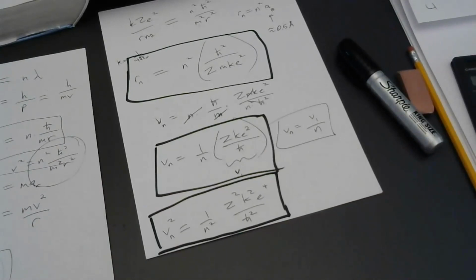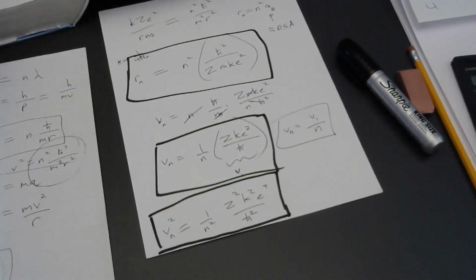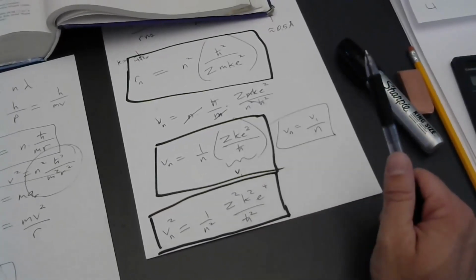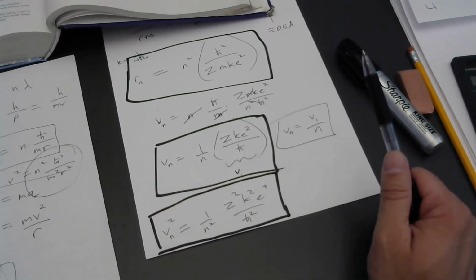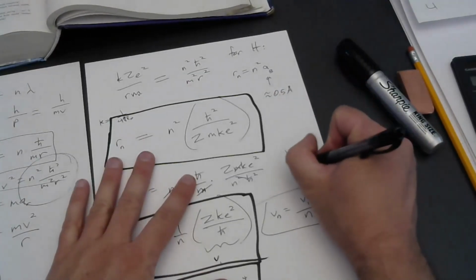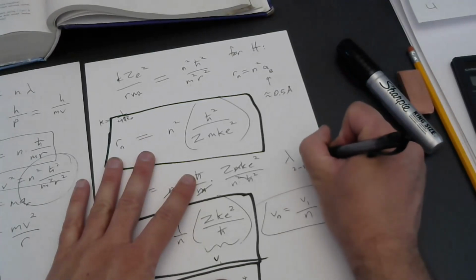In part A, they asked for the radius of the orbit and the speed of the muon in its ground state. That's the n equals 1 state, the innermost orbit where it's moving the fastest. I'm not going to do that. All you'd have to do is plug in numbers, which is a little tedious. Now they're asking for the wavelength of the 2-to-1 transition.